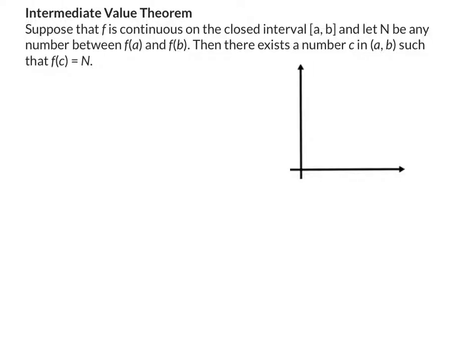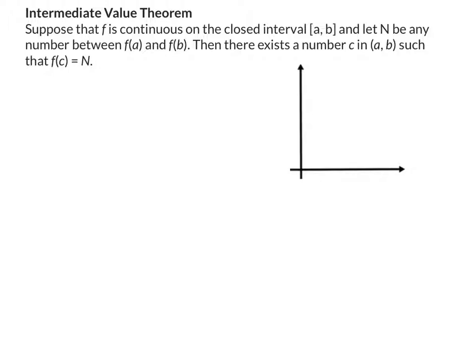Hello. In this video we're going to be discussing the intermediate value theorem. And the intermediate value theorem is written here. Suppose that our function f is continuous on some closed interval from a to b inclusive, and let n be any number between f of a and f of b. Then there exists a number c in our interval ab such that f of c equals n.